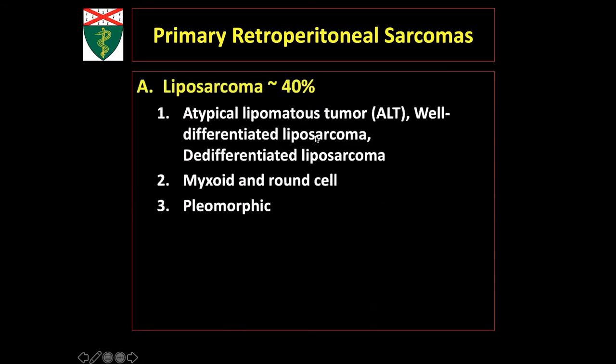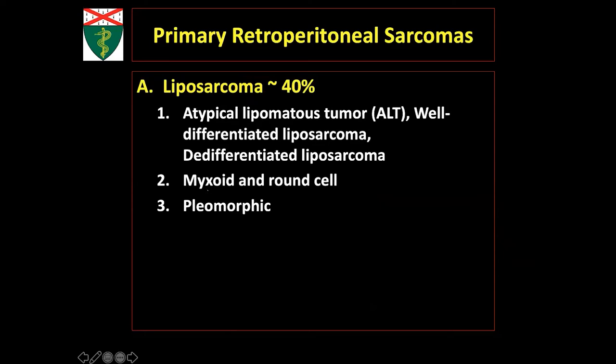We're going to talk about sarcomas again. There are many different types of sarcomas, but I'm only going to touch base on the 3 most common ones. Liposarcoma is the most common. It'll account for about 40% of all primary retroperitoneal sarcomas. And it also consists of different histologic subtypes.